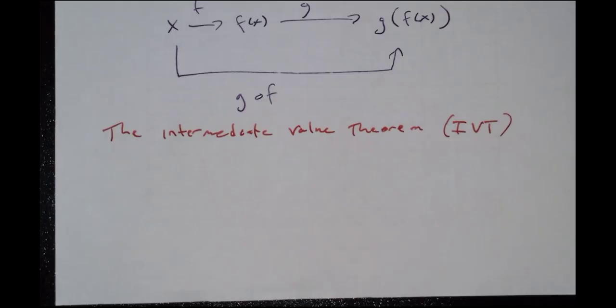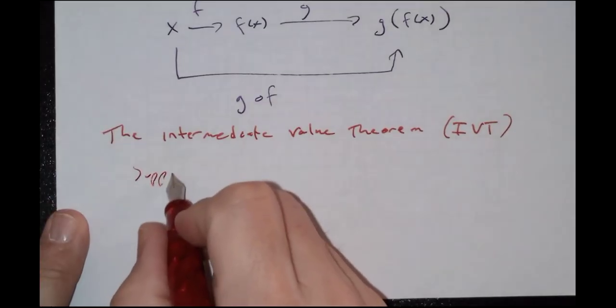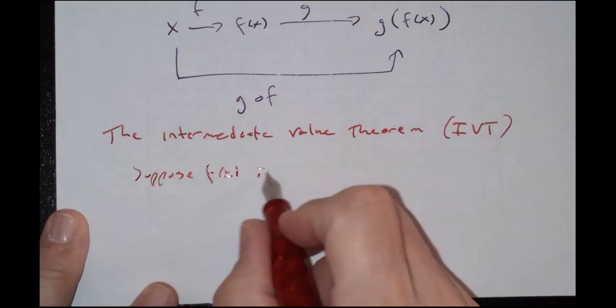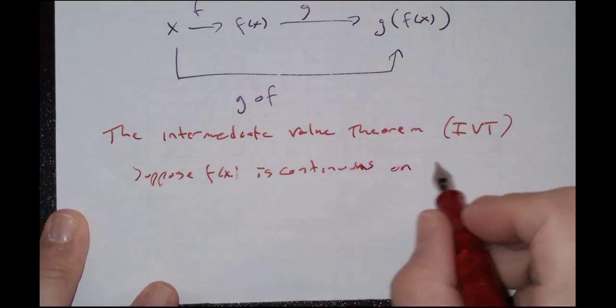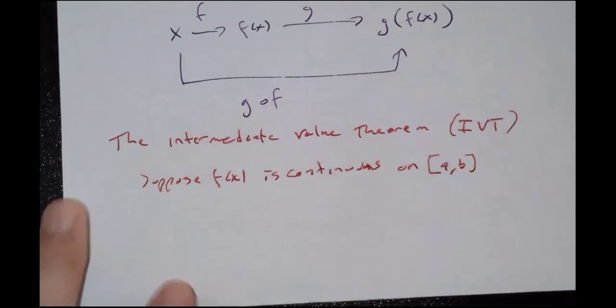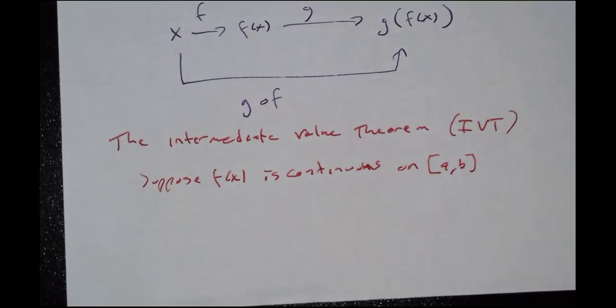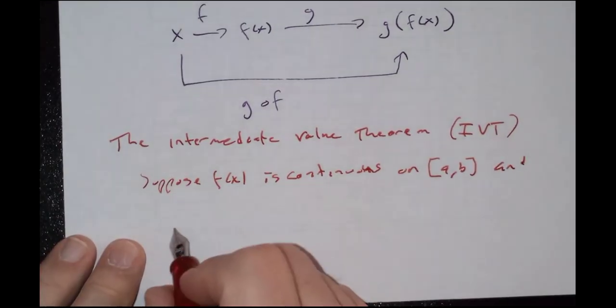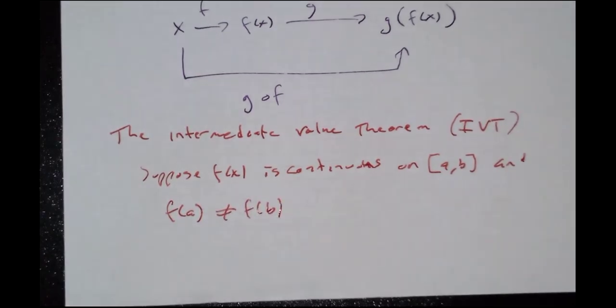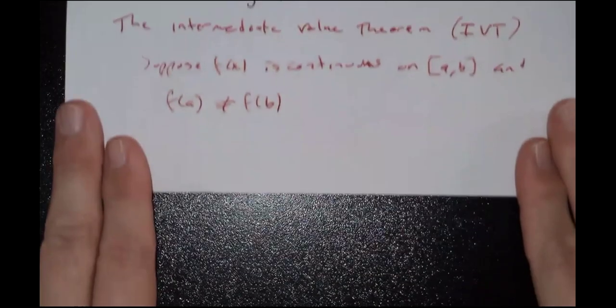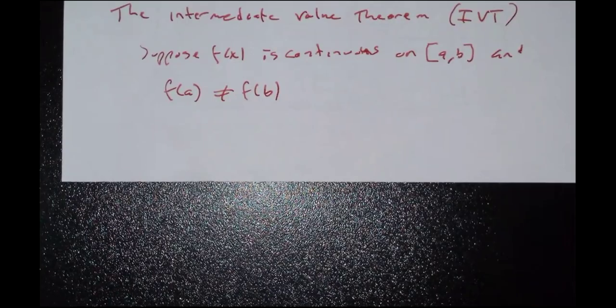So I'm going to start with the hypotheses of this theorem. Suppose f of x is continuous on some interval from a to b, and that f of a is not the same as f of b. Now, before I write down the conclusion, if these things are true, then something nice happens.